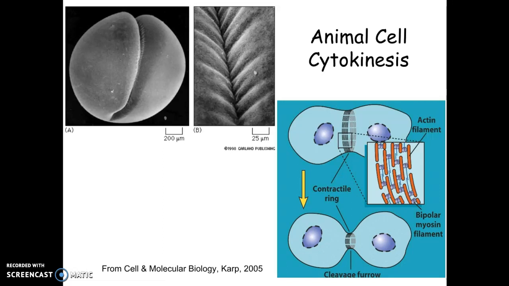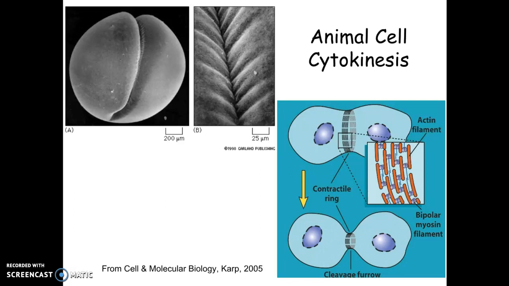So it's myosins walking down actin that causes the band to get tighter and tighter at the contractile ring, creating the cleavage furrow. It's a bipolar myosin filament, and then of course actin.